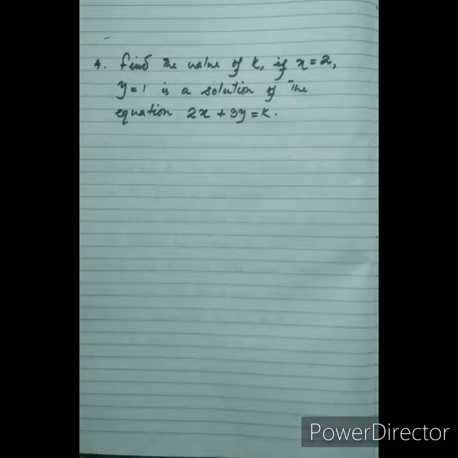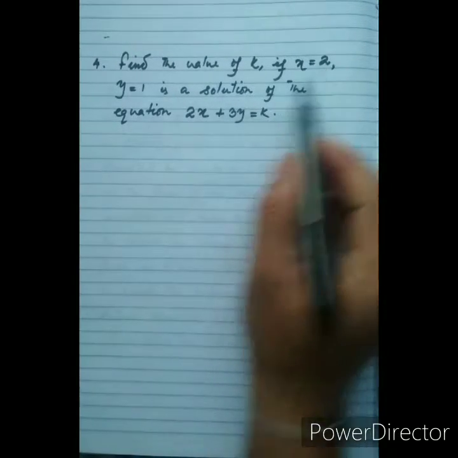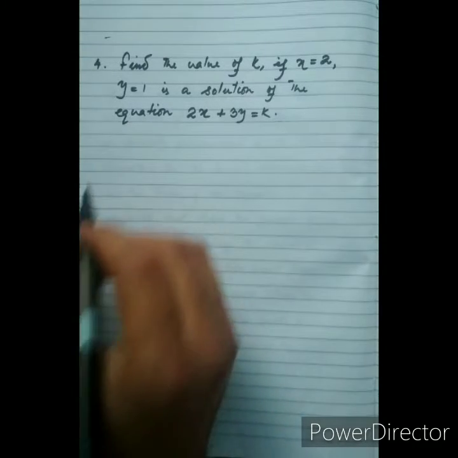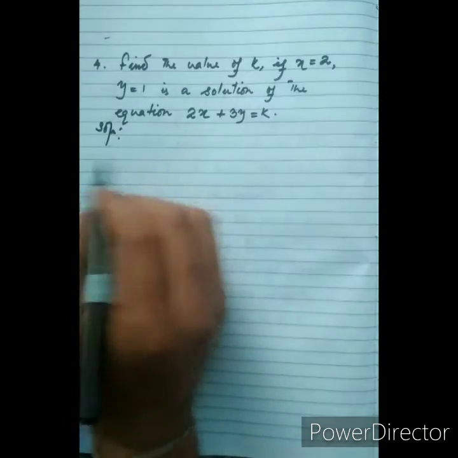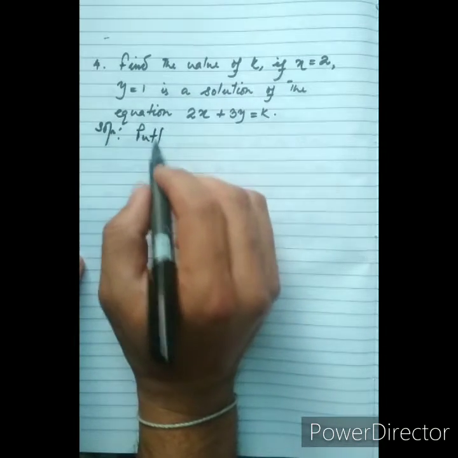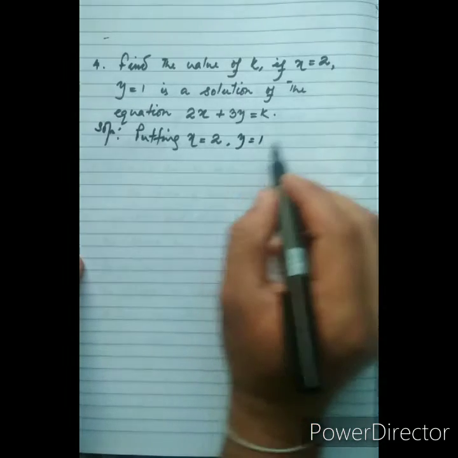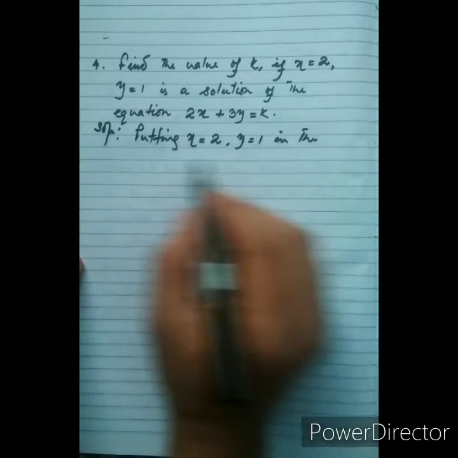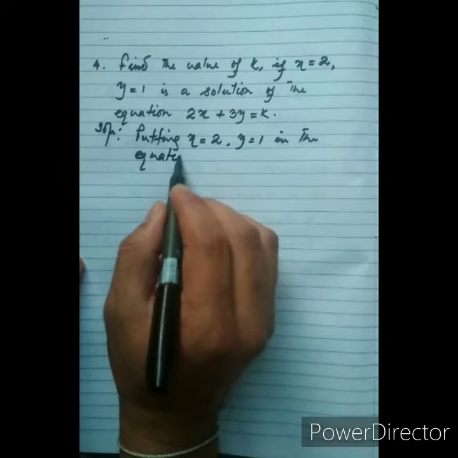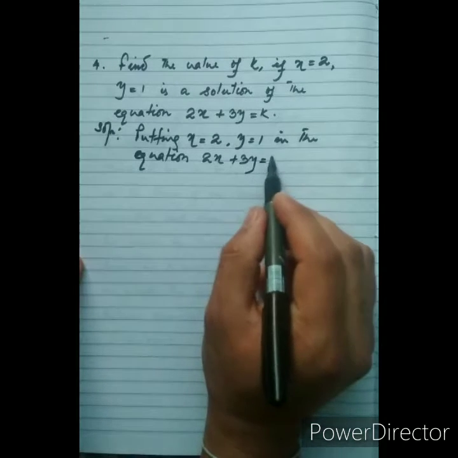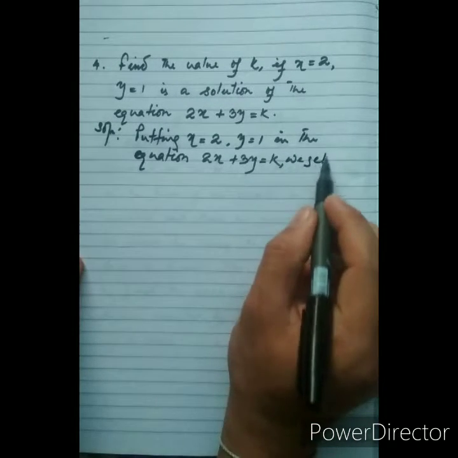So what we know is, since x equal to 2 and y equal to 1 is a solution of the equation, when we put the values of this x and y in the equation, left hand side and right hand side will be definitely equal. So I'll start the solution here, putting x equal to 2, y equal to 1 in the equation. What is the equation here? Twice x plus thrice y equal to k.